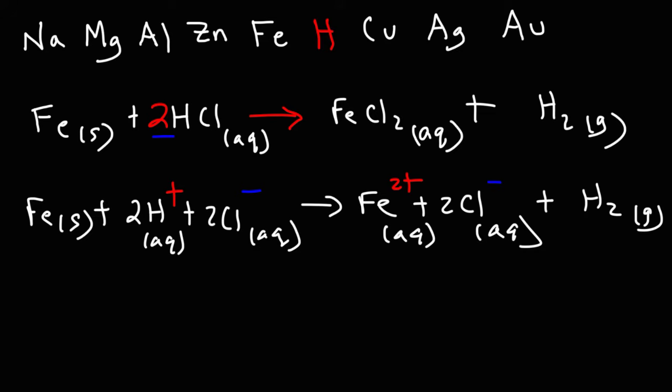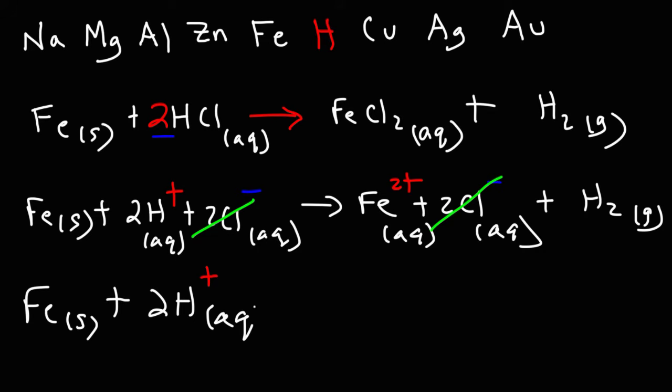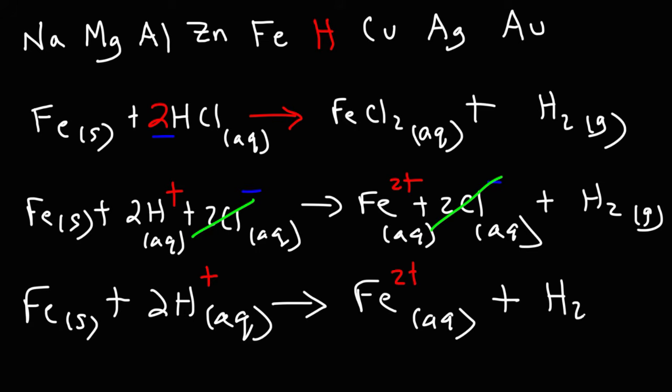In order to get the net ionic equation, we need to eliminate the spectator ions. These are ions that appear exactly the same on both sides of the equation. So the only ions that appear exactly the same are the chloride ions. Now our next step is to write down what's left over. This is going to be the net ionic equation. So we have iron metal reacting with 2 hydrogen ions to produce the Fe2+ ion and hydrogen gas. So this is the net ionic equation of the single replacement reaction.